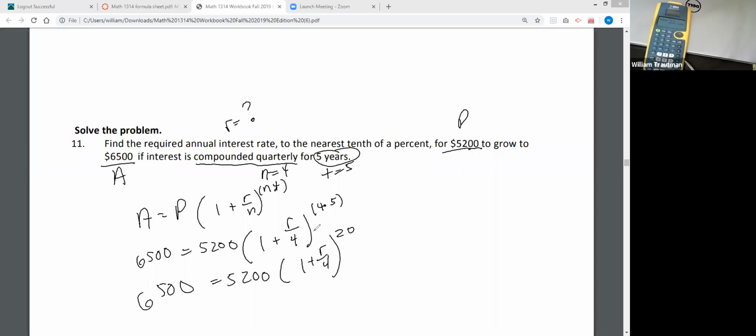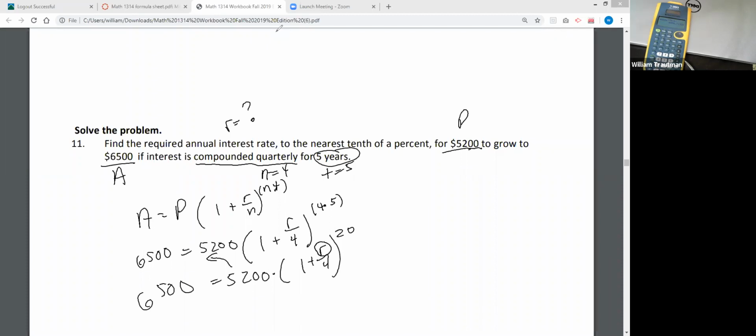Okay, so you're going to watch this, but I think we're going to learn this more next time. I'm trying to solve for X. I'm trying to find out what R equals. So I need to take the 5,200 to the other side. It's multiplying times that parentheses, so I need to divide both sides by 5,200.